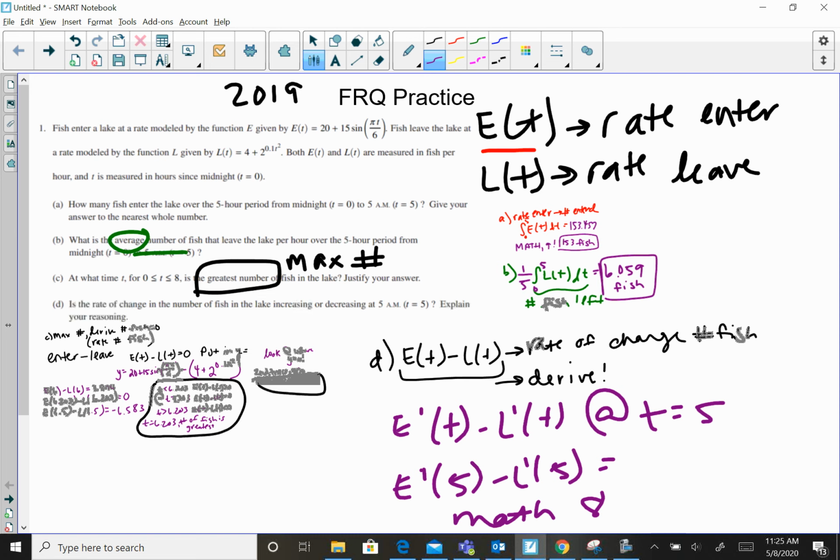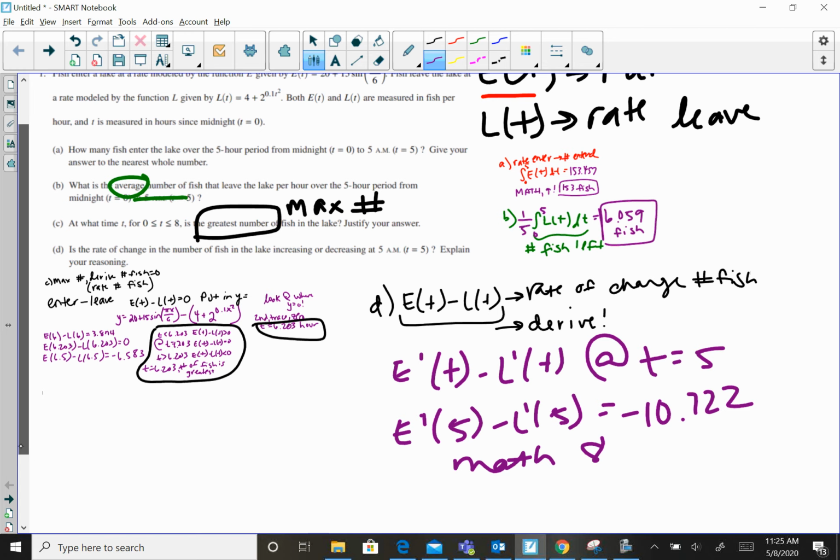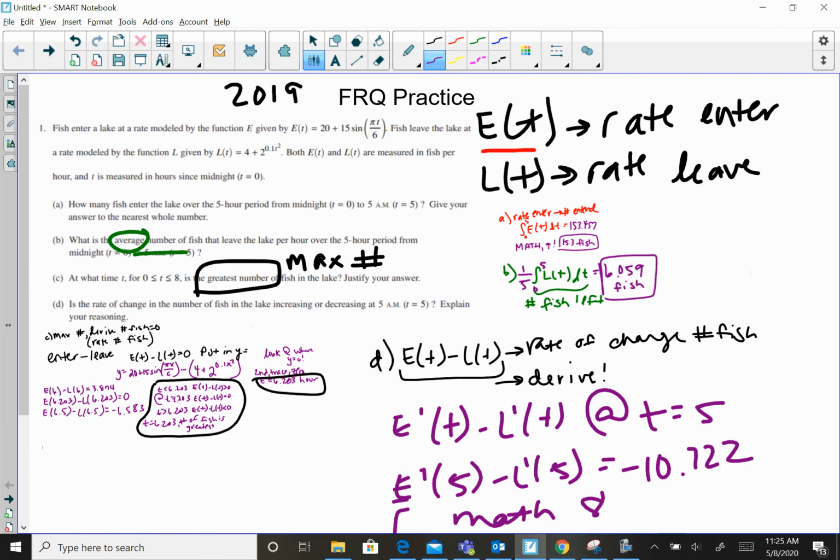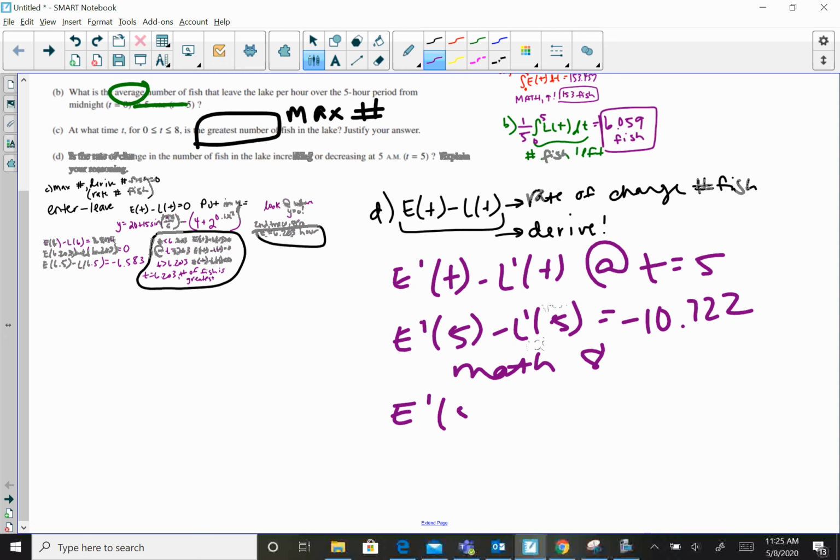Oh, I just typed that in the wrong place. Dang it. Minus math 8 dx 4 plus 2 to the 0.1 x squared, and x is 5, and you get a negative 10.722. So since it's negative, what just happened? Edit, undo writing. Since E prime of 5 minus L prime of 5 is less than 0, it's decreasing.